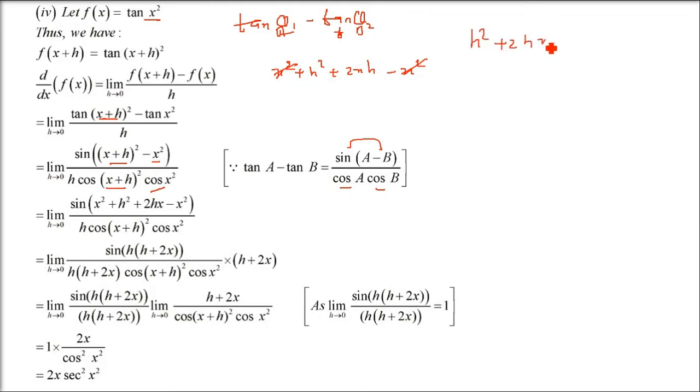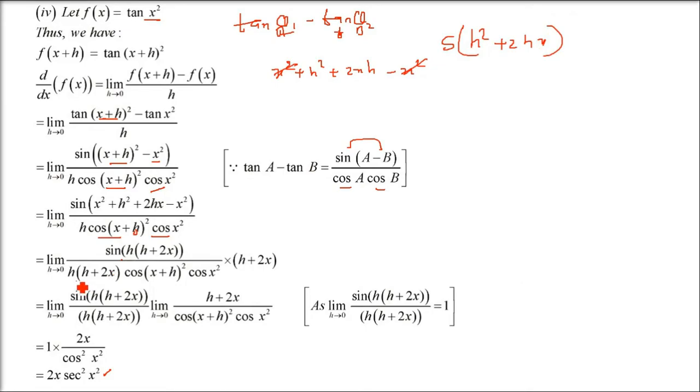So how to get h square plus 2hx in the denominator? We don't have anything like that right here. Don't worry about this cos term. Eventually this h is 0. If we put h as 0, it will be cos x square and cos x square, so it will be cos square x square. In numerator, it will be sec square x square. So don't worry about this cos term. It will be sec square x square.